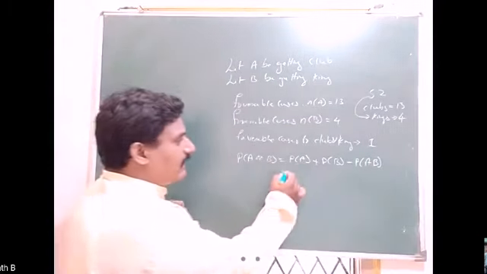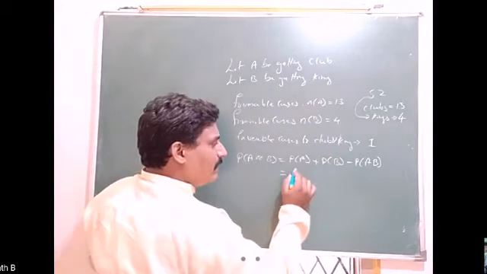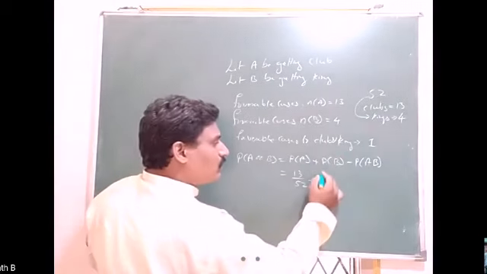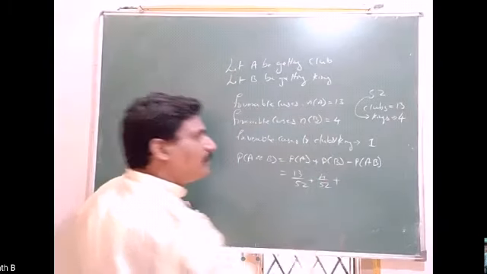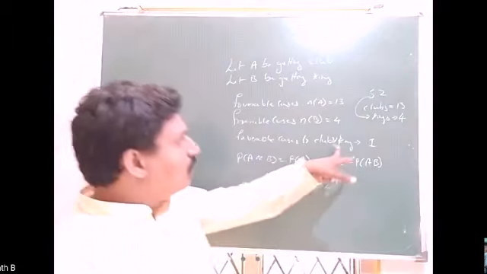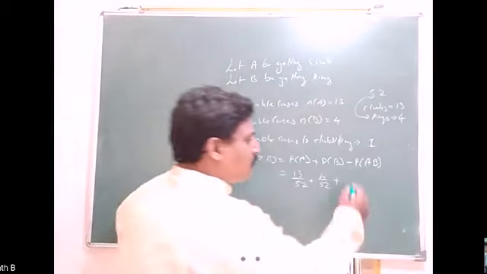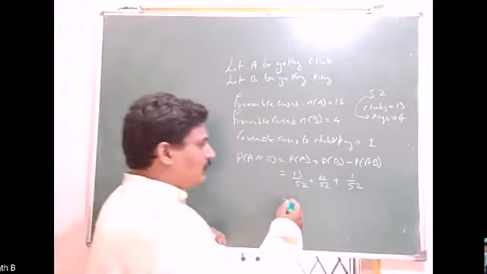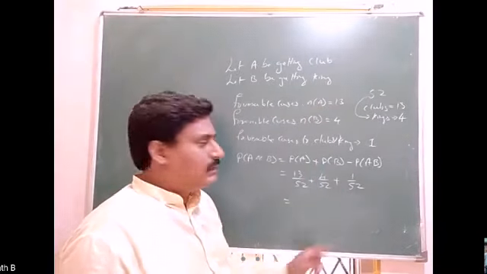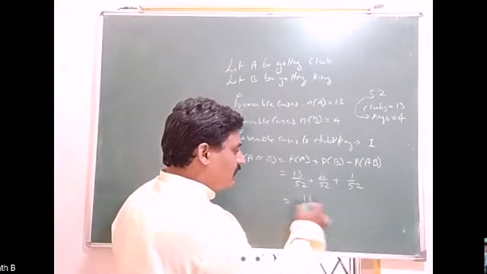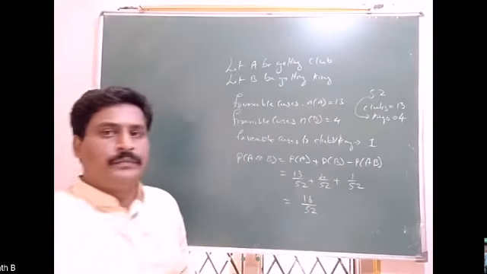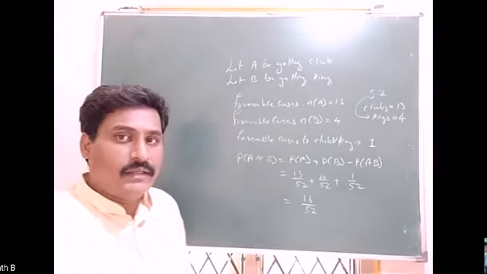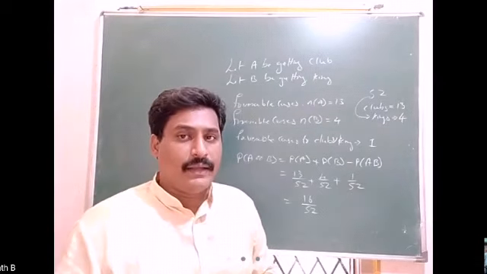So P of A is 13 divided by 52, plus P of B is 4 divided by 52, minus both club and king, that is 1 divided by 52. So now 13 plus 4, 17. 17 minus 1 is 16, divided by 52. 16 divided by 52 is the probability of getting either club or king.